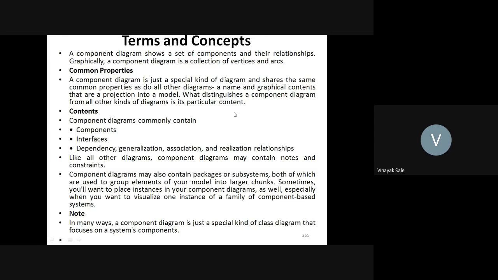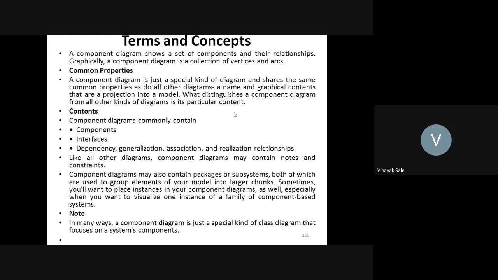So what are the terms and concepts of components? A component diagram shows a set of components and their relationships. Graphically, a component diagram is a collection of vertices and arcs. A component diagram is just a special kind of diagram that shares the same common properties as all other diagrams, a name and graphical contents that are a projection into a model. What distinguishes a component diagram from all other kinds of diagrams is its particular content.